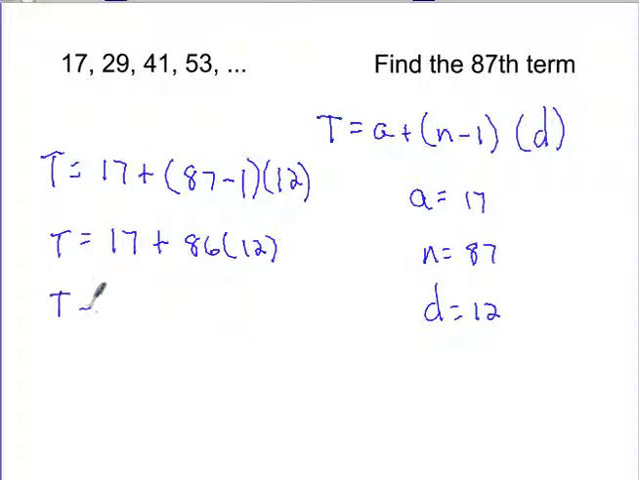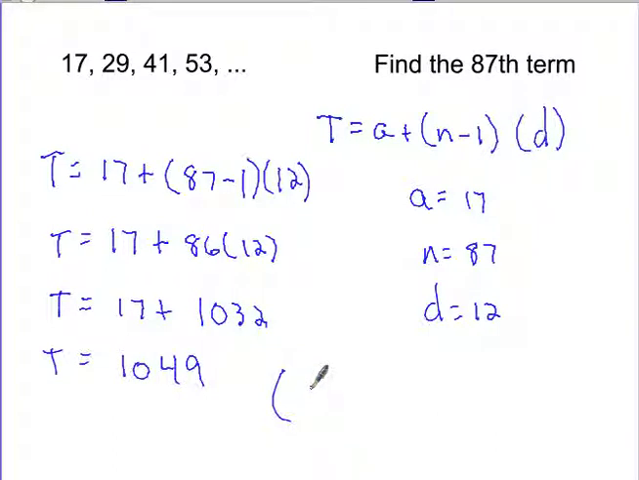You're going to have to help me with the math on these. T equals 17 plus 1032. So T equals 1049. And if we wrote it as an ordered pair, what would it look like? 87, 1049. Okay, X and Y value.